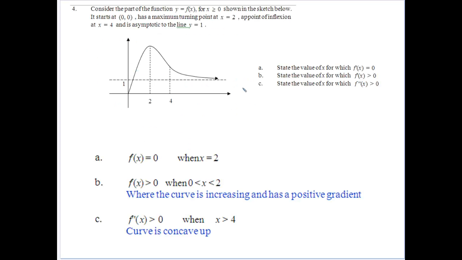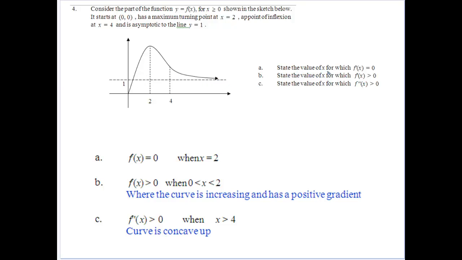In question 4, a little bit different this time, because we've got a function here, and we're looking to manipulate it a little bit. So we've got this part of the function, x is greater than or equal to 0, so that's only where x is positive or equal to 0. It starts at (0, 0), has a maximum turning point at x equals 2, and a point of inflection at x equal to 4, and is asymptotic to the line y equals 1. So that's what that looks like.